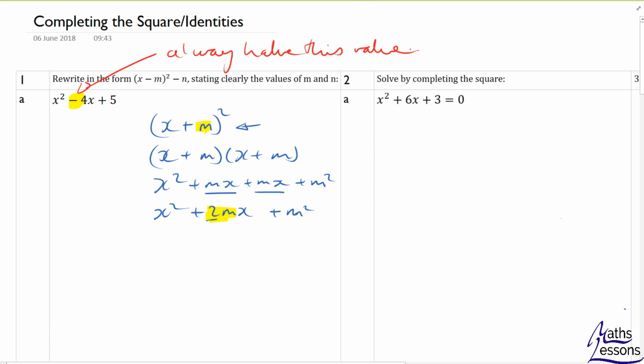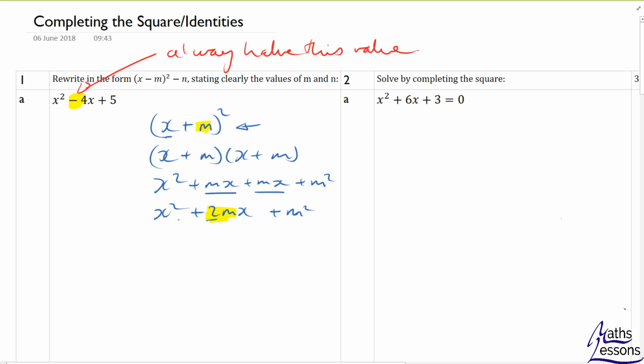That's your starting point. This assumes we've only got one lot of x squared. When we've got more than one x squared, then we need to do something first. But for these simple ones, we're just going to look at halving that value there. So half of minus 4 is minus 2. So therefore, our number that's going to go in there is minus 2.